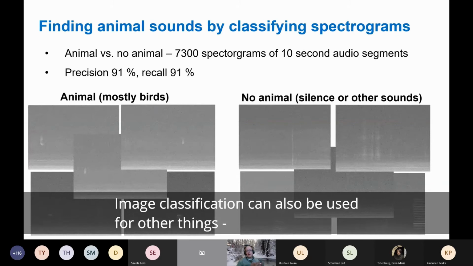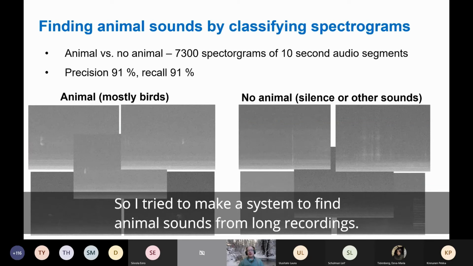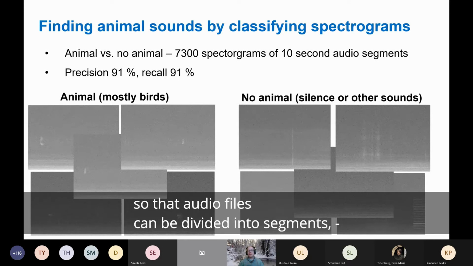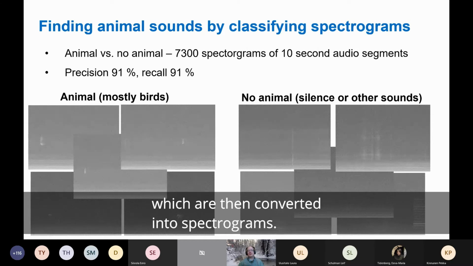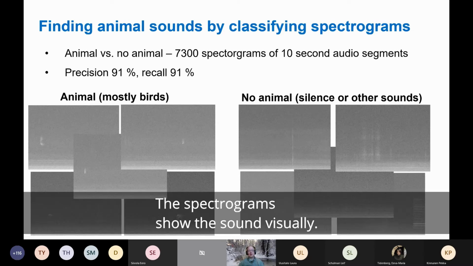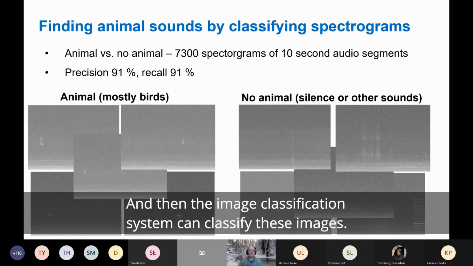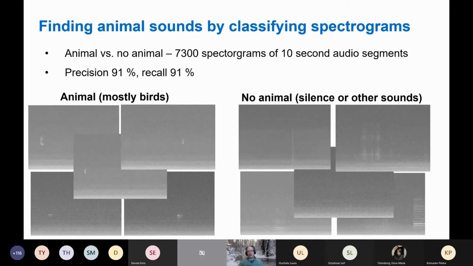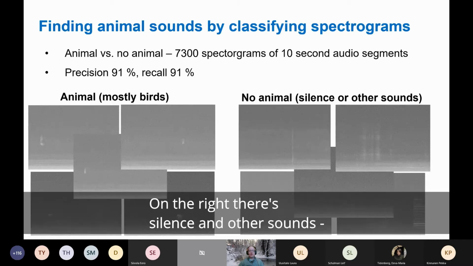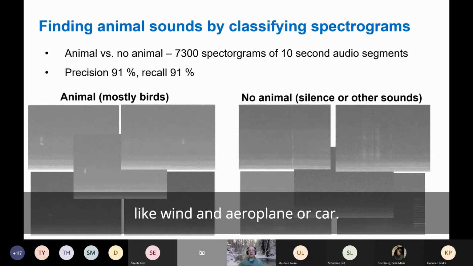Image classification can also be used for other things like sound classification. So I tried to make a system to find animal sounds from long recordings. Sound classification works so that audio files can be divided into segments. In my case, I tried out 10-second segments, and then these segments are converted into spectrograms. The spectrograms show the sound visually, and then an image classification system can classify these images. And this also works pretty well. Precision and recall 91%. On the left, you can see spectrograms of bird sounds, and on the right, there's silence and other sounds like wind and airplane or car.